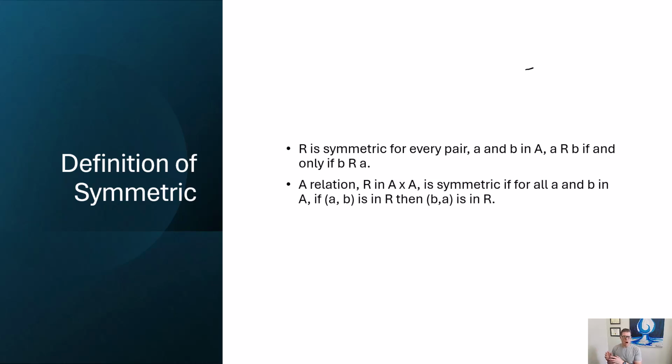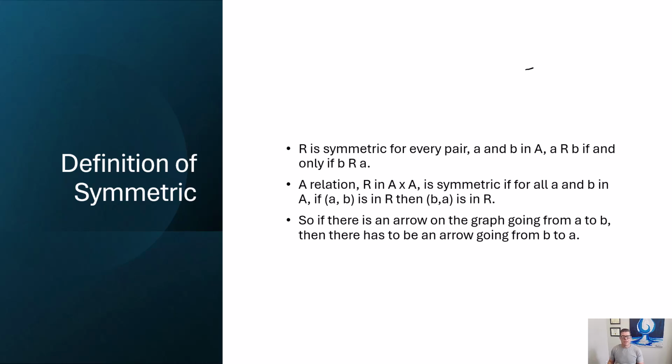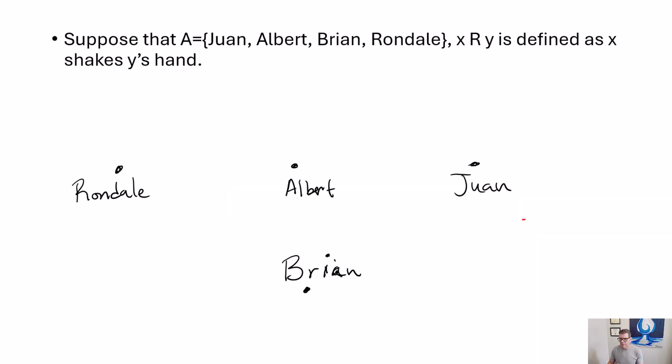So a relation R in A cross A is symmetric if for all a and b in A, if (a,b) is in R, then (b,a) is in R. Now that doesn't necessarily mean that (a,b) is in R, but if it is, then that also means that (b,a) has to be in R in order for our set to be symmetric. So graphically, if there's an arrow on the graph going from a to b, then there has to be an arrow going from b to a.